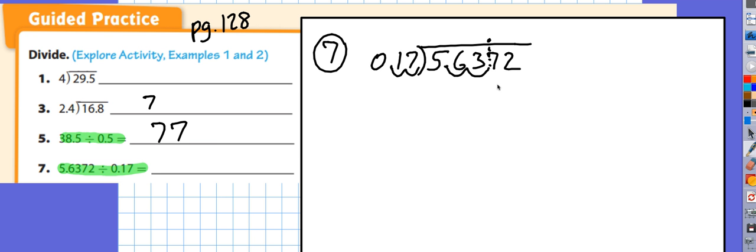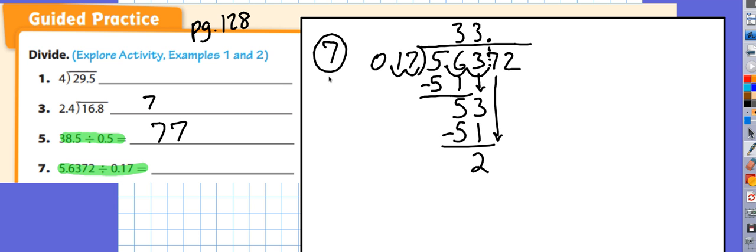That is 3 times, because 3 times 17 is 51. Subtract, you get a difference of 5, and bring down this 3. 17 goes into 53, again 3 times, because 3 times 17 is 51. And you subtract and get 2, and bring down this 7. And 17 goes into 27 once. 1 times 17 is 17. Get a difference of 10, bring down this 2.